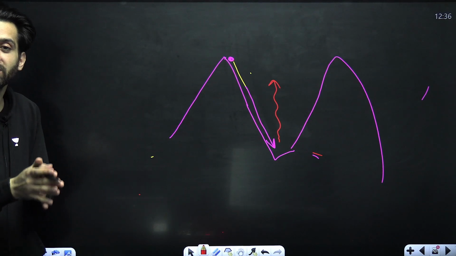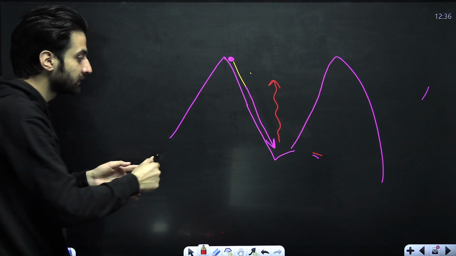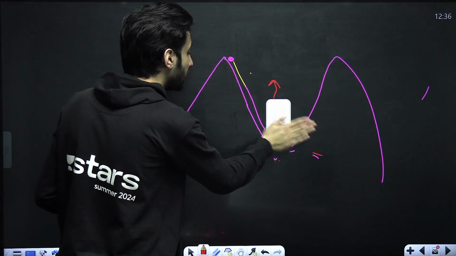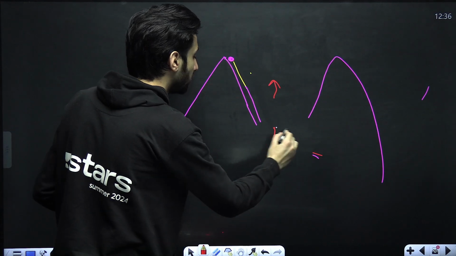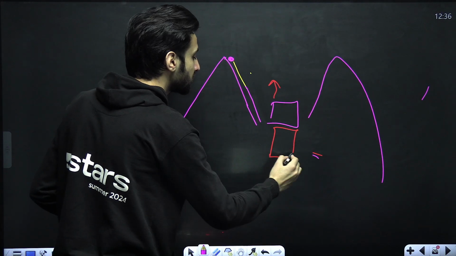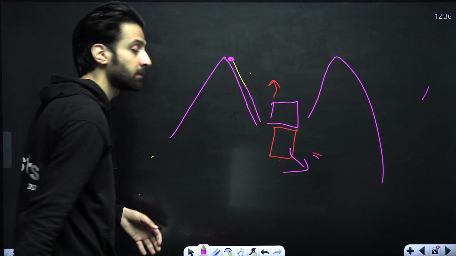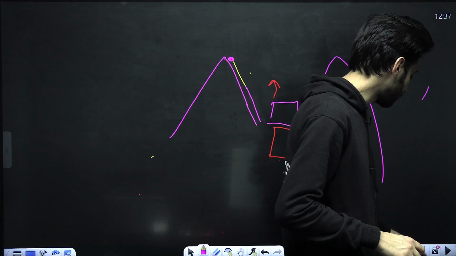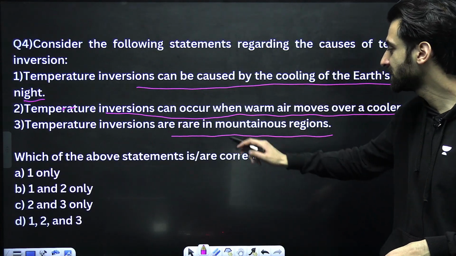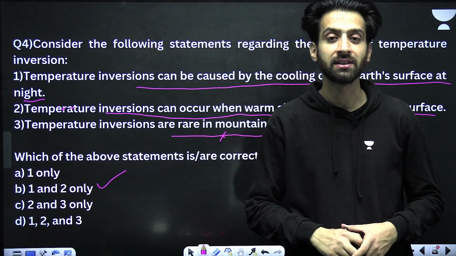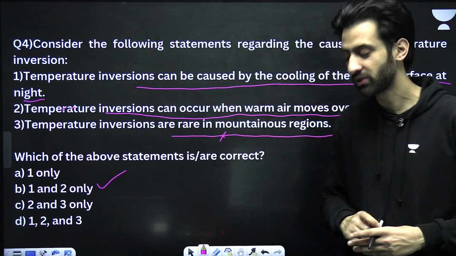That is again the temperature inversion, as I have already mentioned. This area will be taken over by the cold air, and we will have a layer of warm air above it. This area will be cold air, and then we will have a layer of warm air above it here. That means colder air is below and the warmer air is above. That means in the case of mountainous areas, there is a possibility of temperature inversion. That means the third statement is again wrong. Only two statements are correct. That is regarding the temperature inversion. I hope you understood all this.